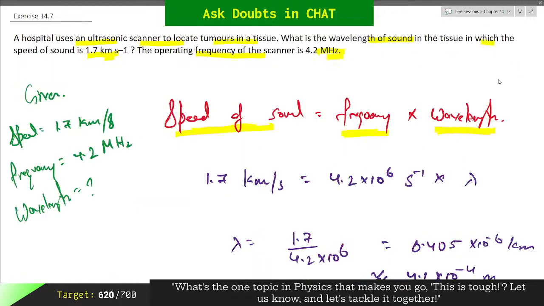Moving to the next question, a hospital uses an ultrasound scanner to locate tumors in a tissue. What is the wavelength of sound in the tissue in which the speed of sound is given, and the operating frequency is given? We can easily use the formula for the speed of the wave, that is the product of wavelength times frequency, and here the frequency is given and also the speed is given. We have to find the wavelength, so we can divide the speed of the sound by the frequency and we will get the wavelength.